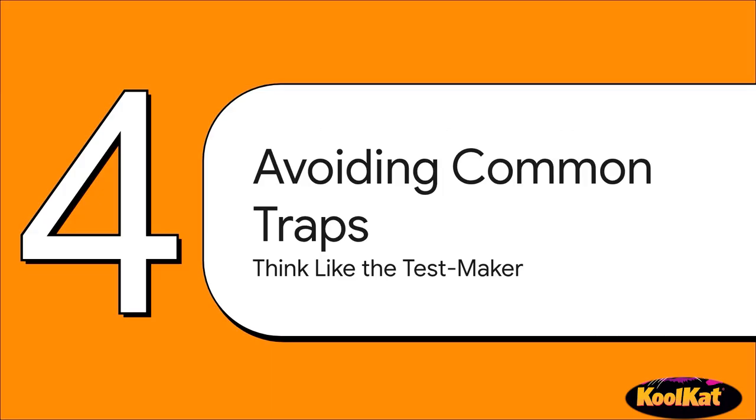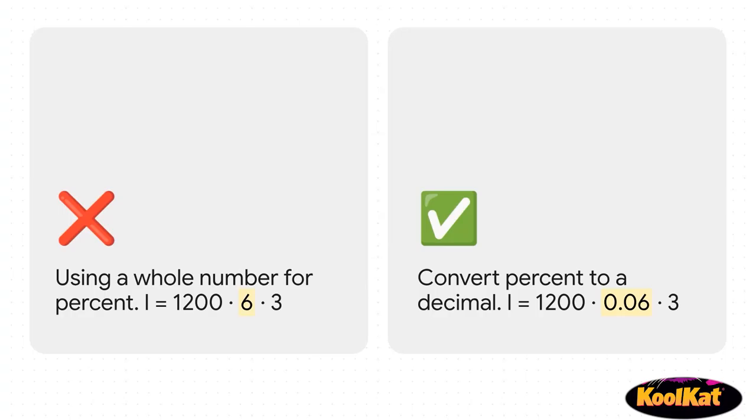Okay, this part is absolutely critical. Knowing the formula is half the battle, but knowing the traps they set is the other half. The test makers love to put in answers that look right if you make one of these common mistakes. So let's learn to think like they do so we can sidestep all those pitfalls. This right here, this is the #1 mistake people make with these problems, hands down. The trap is using the whole number 6 for 6%. If you do that, you're going to get a crazy, huge wrong answer, and I guarantee you it will be one of the multiple choice options waiting for you. The power move is to always convert that percent to a decimal first. 6% becomes 0.06. Burn that into your brain.